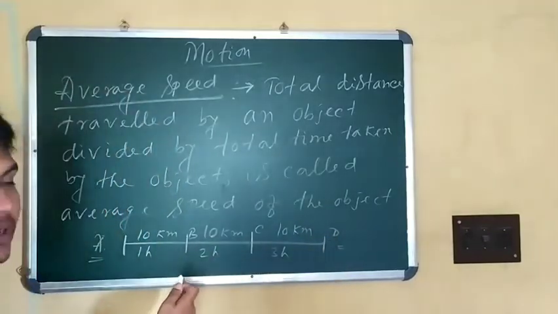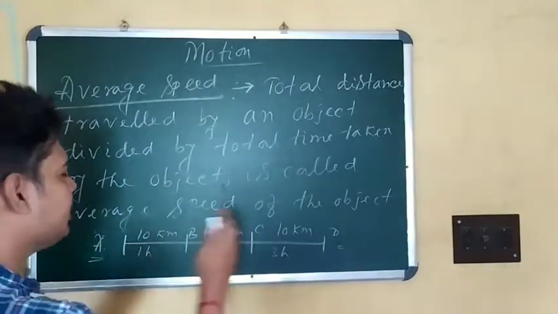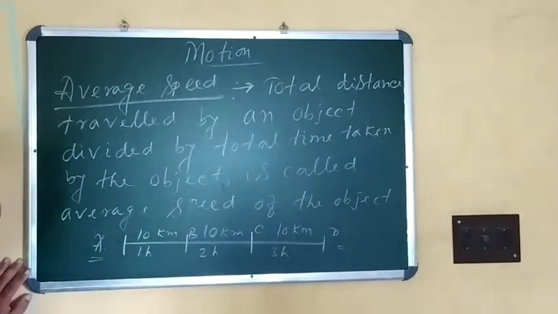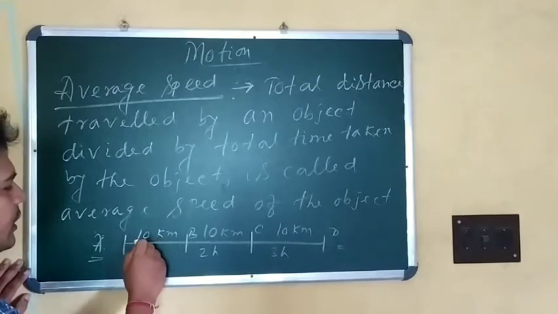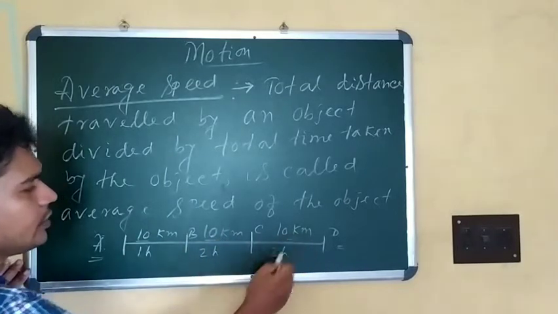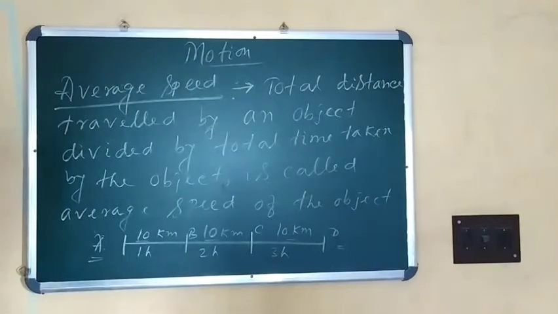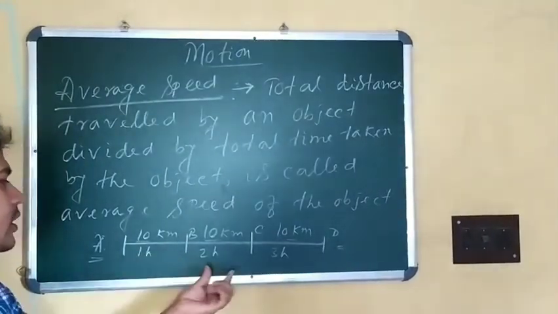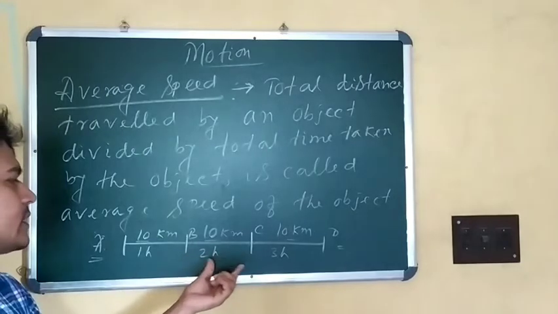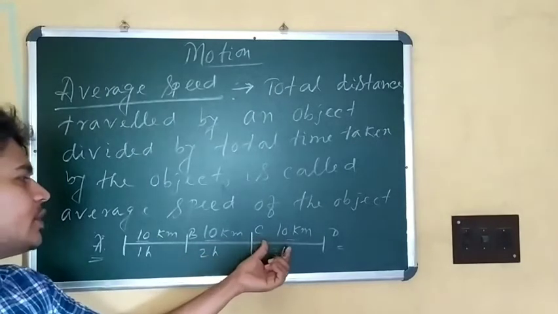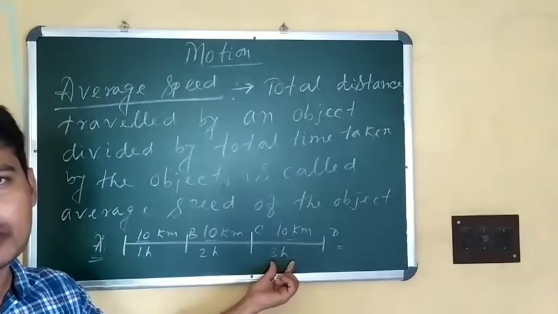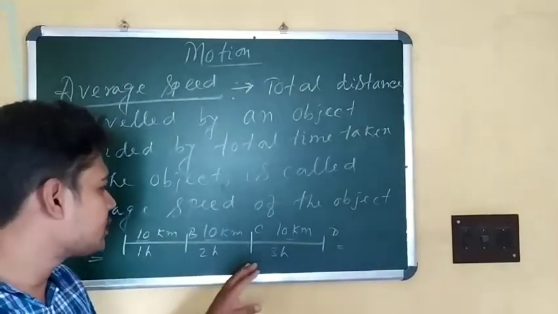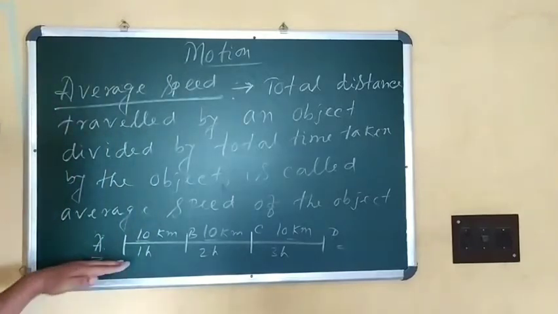I have already divided this into 1, 2, 3 portions. Each portion is 10 kilometer. You can see 10 kilometer, 10 kilometer, 10 kilometer. But the time duration taken by the object is different. Here it takes 1 hour. In between B and C it takes 2 hours, and in between C and D it takes 3 hours. Just think that you travel a path such that is the high road.